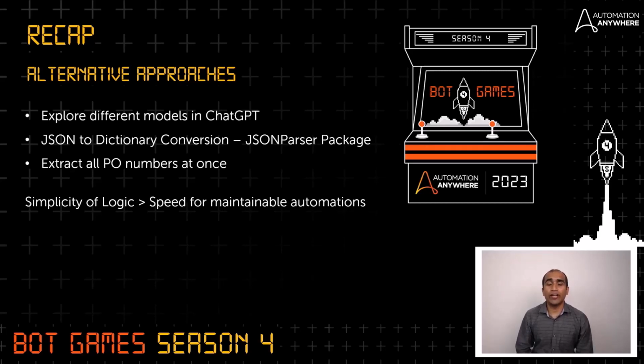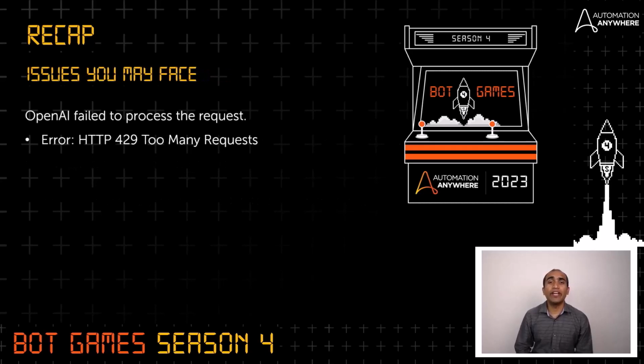Let's take a look at one of the issues you may face while running this challenge. You may get this 429 error from OpenAI that says you have invoked ChatGPT with too many requests in a very short span of time. To avoid this, you can add some static delays, or you can get the entire list of state names at once so that you will not encounter this issue.